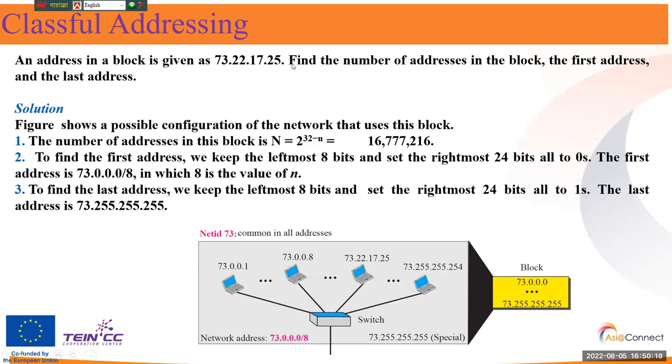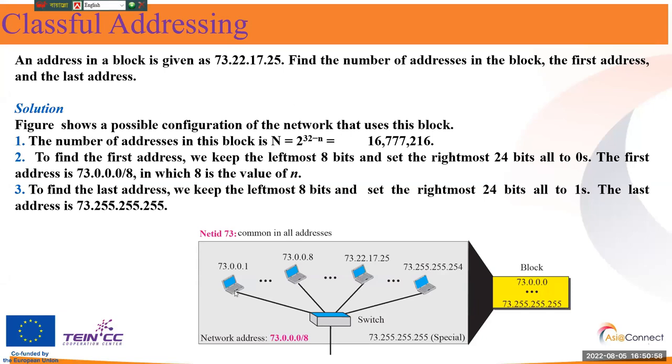Let's see an example. Suppose an address in a block is given as 73.22.17.25. Which class of address is it? It is in the 0 to 127 range, so we can call it class A. We need to find the number of addresses in the block, the first address, and the last address of this block.